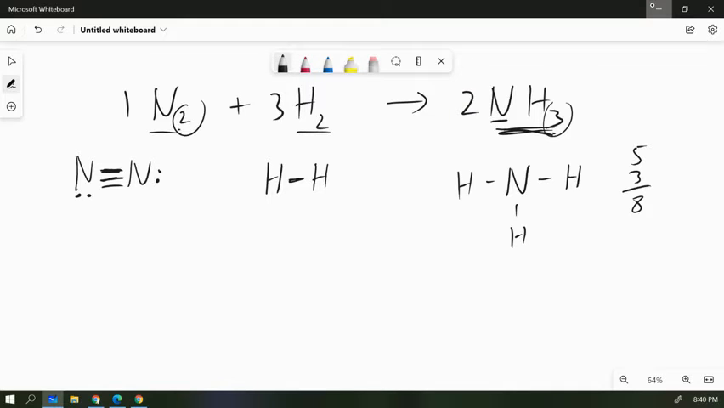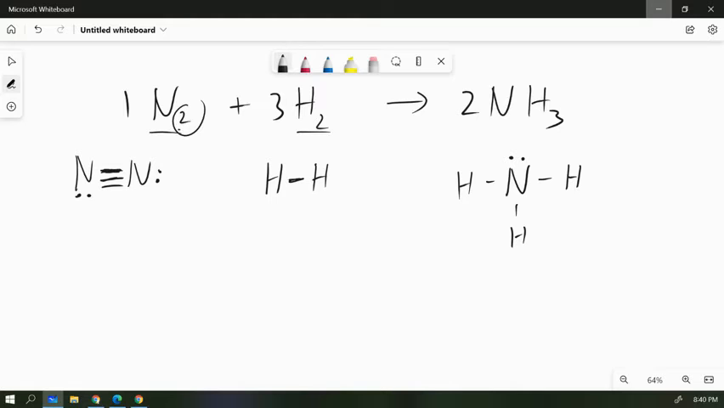So we have 8 total in this structure that we need to show, and I have 2, 4, 6 total. That means I have a pair left, and the only place it can go is on this nitrogen. So what that really tells us is that in this molecule, we just have a single covalent bond for each of the nitrogen hydrogens. So again, I'll clean this up a little bit. All right. Now we have all of our Lewis structures.